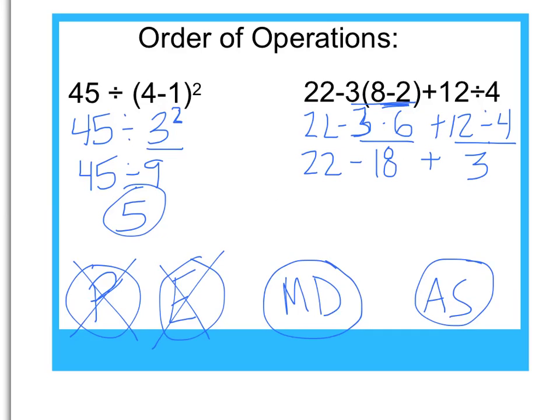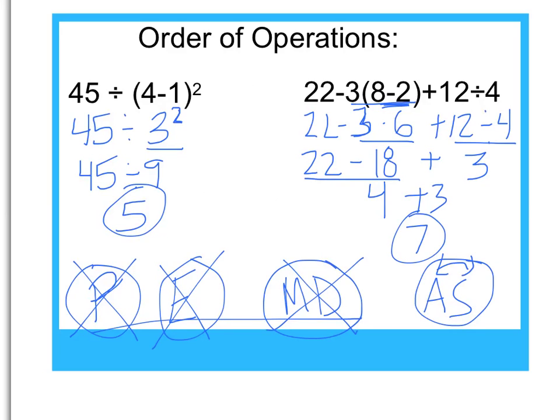Now I have addition and subtraction. So I'm going to go from left to right. So I'm actually going to do this one first, even though it's subtraction. These can go either way. We just take them left to right once we have none of these other things left. All right, so 22 minus 18 is 4. Then 4 plus 3, my answer is 7.